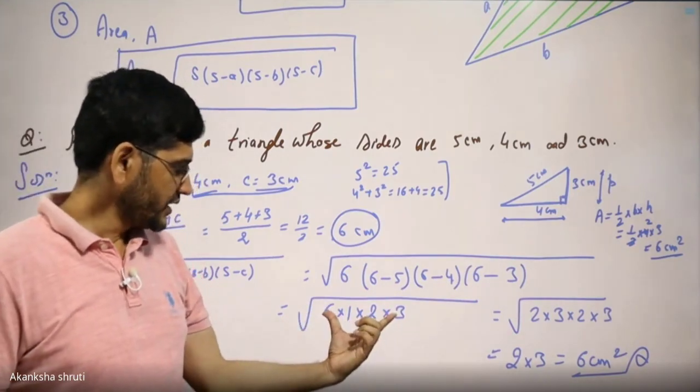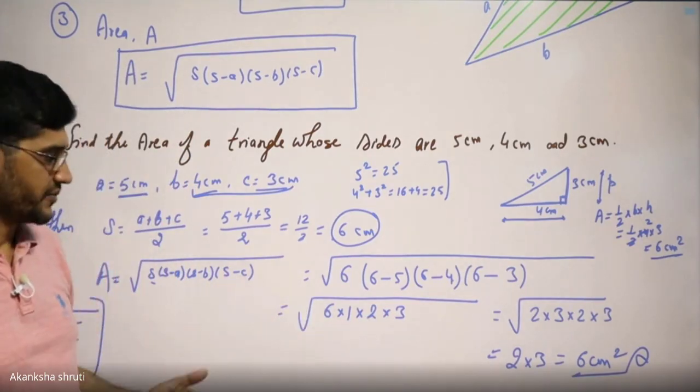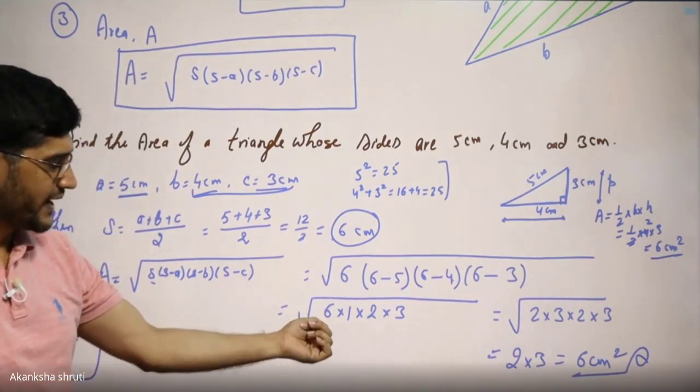Now these numbers have to be taken out of the root as much as possible. For that, you try to factorize the bigger number.